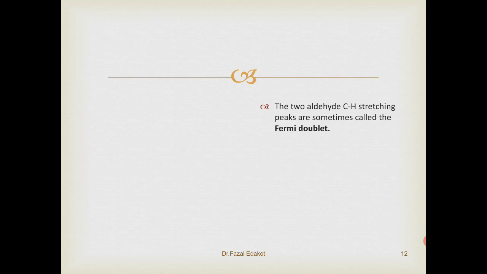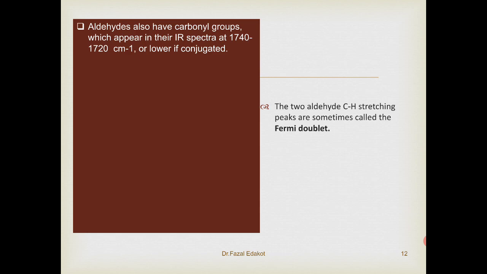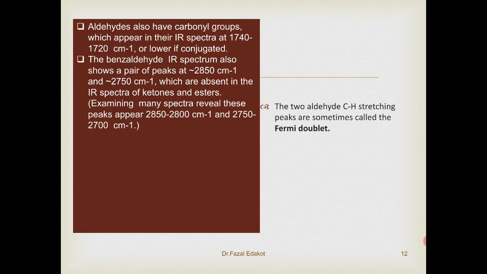For aldehydes, two aldehyde stretching frequency peaks are there. Sometimes they are called a Fermi doublet. You could see, revisit the spectra. Aldehydes also have carbonyl groups, which appear in the IR spectra at 1740 to 1720 per centimeter. If it is conjugated, it will come at a lower frequency. The benzaldehyde IR spectrum also shows a pair of peaks at 2850 per centimeter to 2750 per centimeter, which are absent in the IR spectra of ketones and esters.